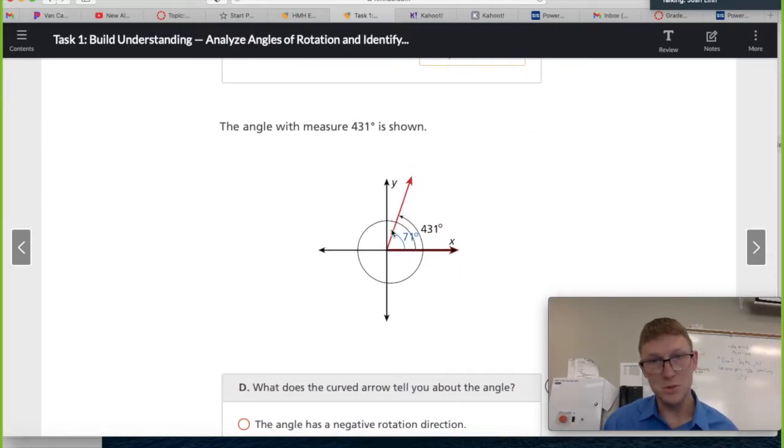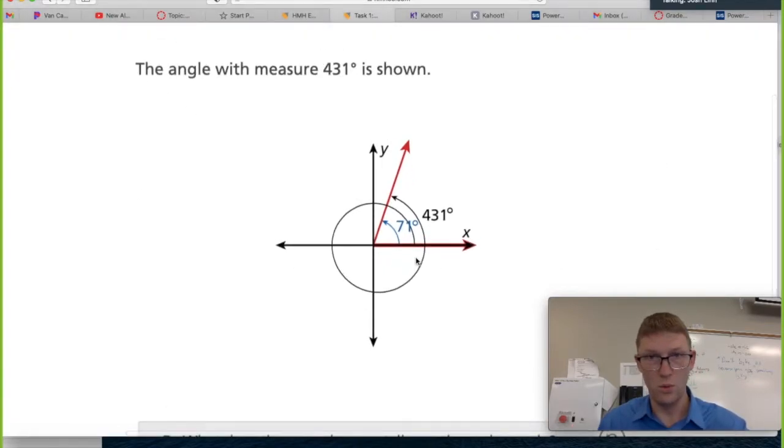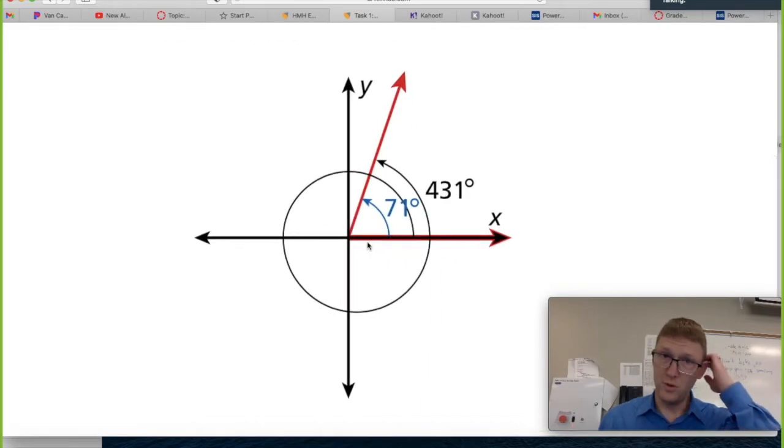Hey, look, just what I was talking about. So we have our first angle right here. Let's zoom in. Our first angle is at 71 degrees, but if we go all the way around, 71 plus 360, we've got 431 degrees. So these refer to the same angle.